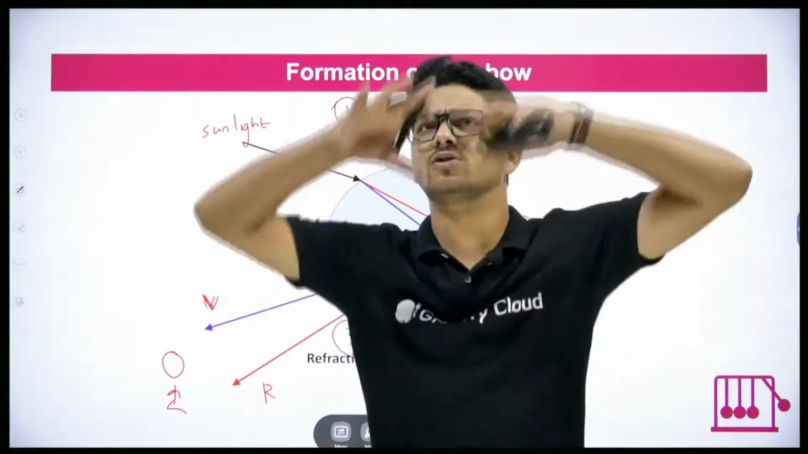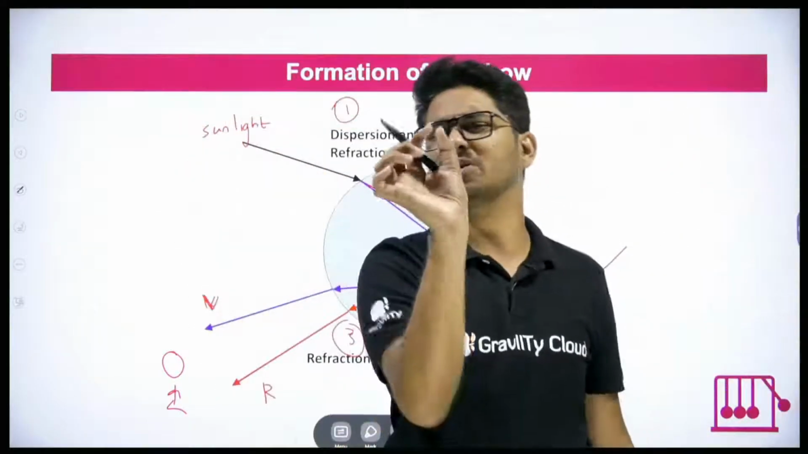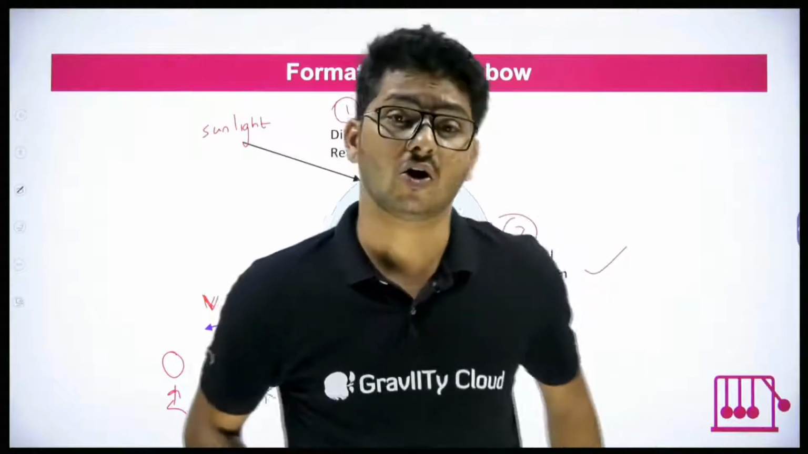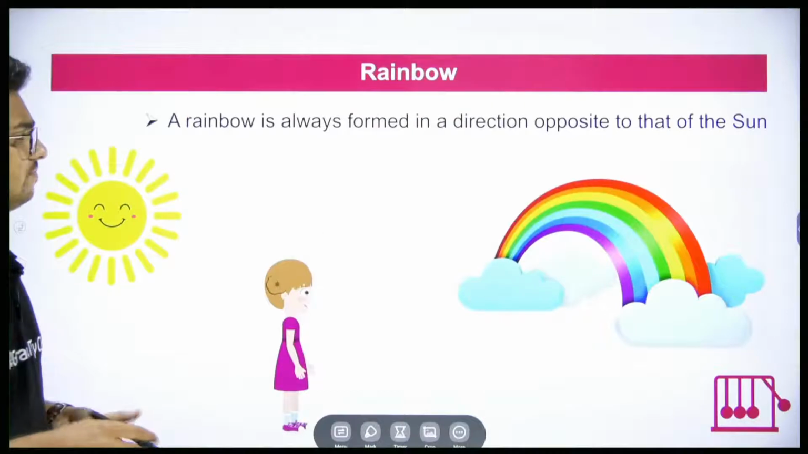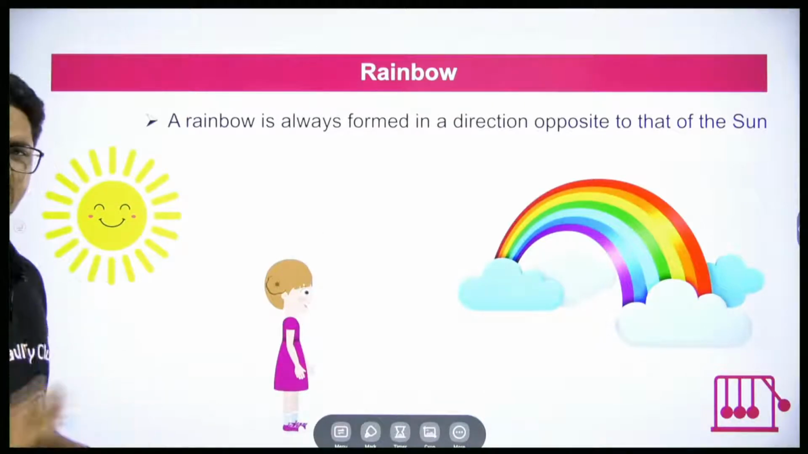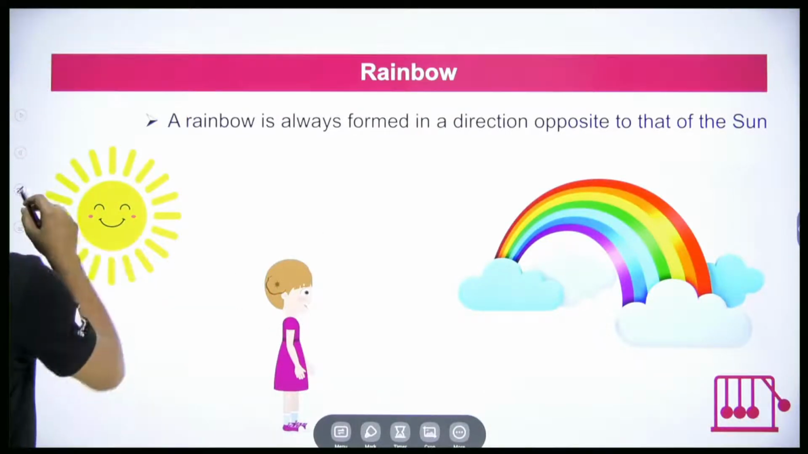Imagine the size of a rainbow. Rainbow is big. A drop is very small. So is one drop enough to form a rainbow? That's the question. We'll discuss it later on. Okay. Just keep it aside.